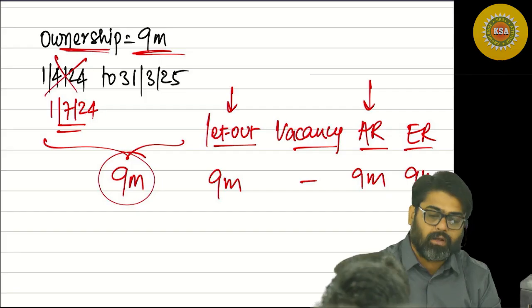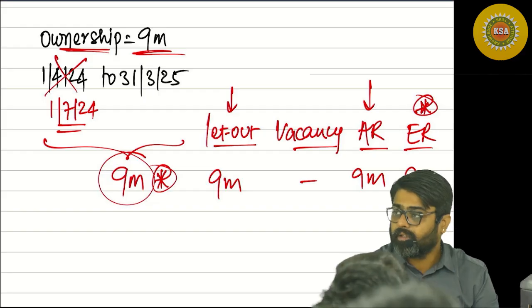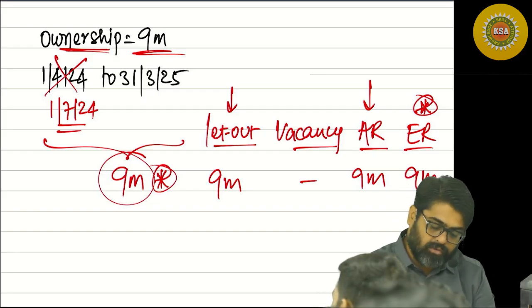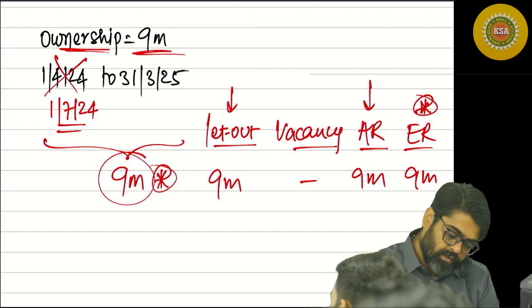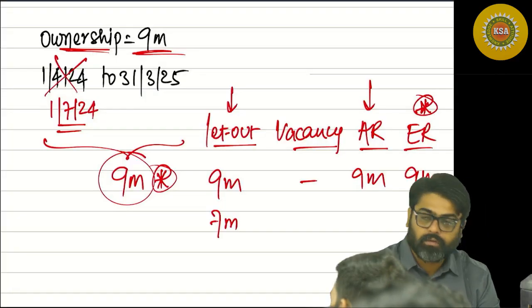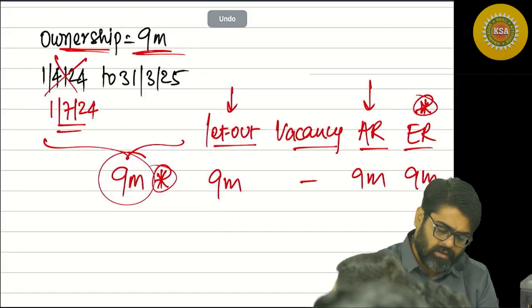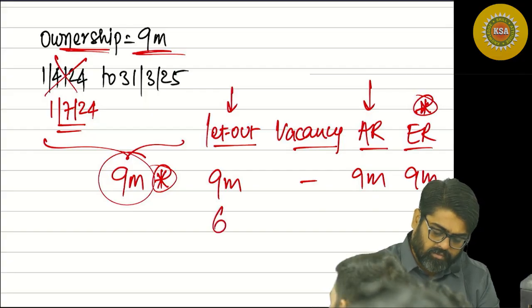For actual rent, did you check the let out period? And for expected rent, what did you check? The ownership period. Everyone understood, no? Now out of the 9 months ownership, you actually let out the property for 7 months. Not 7 months exactly, let's say 6 months.